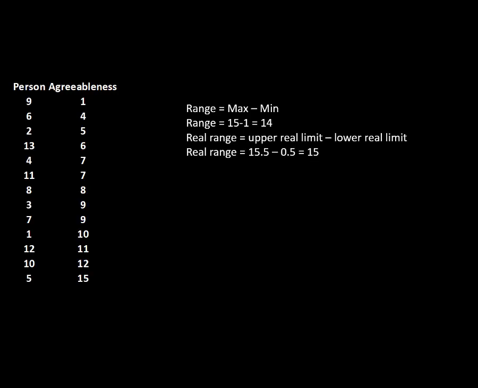Okay, and so our real range in this case is going to be 15, the real range in the data. So the next step is to determine the class width, or class interval size. The class interval size is just going to be the real range of the data divided by the number of classes that we want to use to span that range.